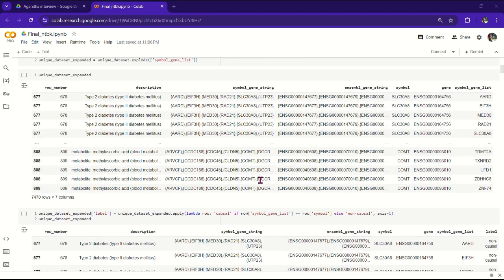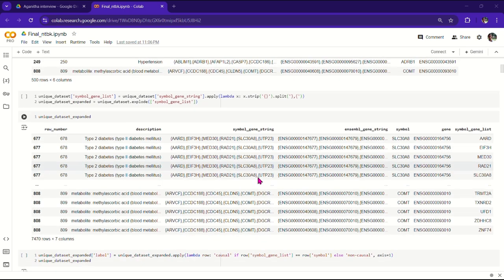After generating my unique dataset, I split the rows. The symbol gene string has many genes for one single phenotype, so for each phenotype I split the rows. After splitting the rows, I got genes like AR3D, E1, FD. All the genes get split, and then I look for genes common between the symbol and symbol gene list, because symbol is from ground truth data.